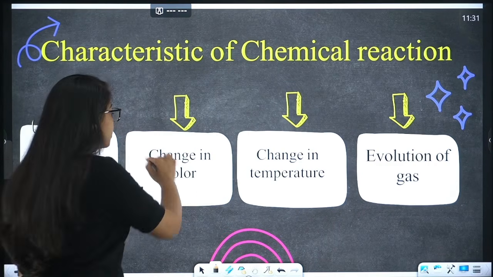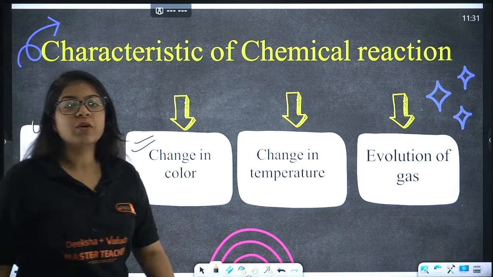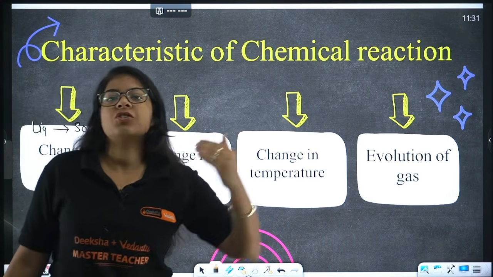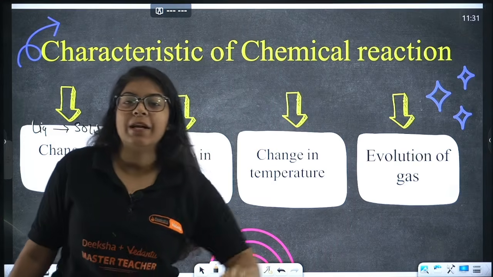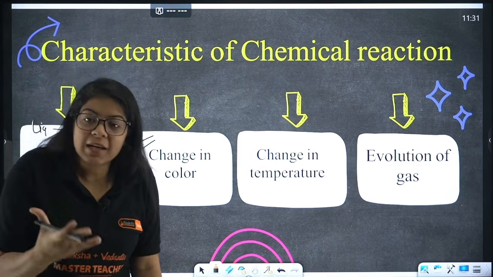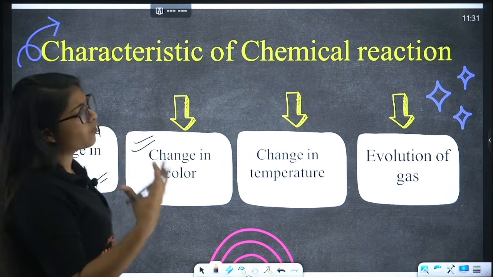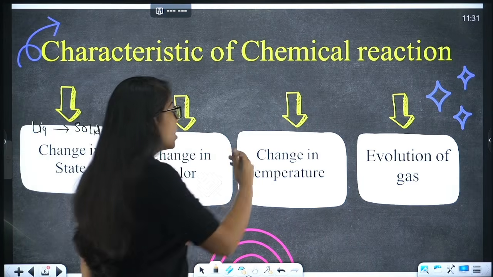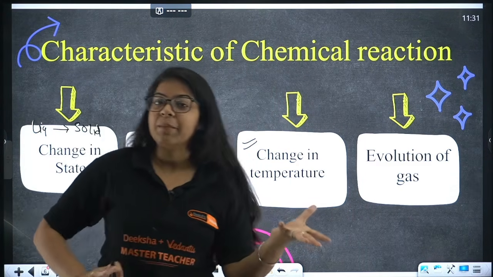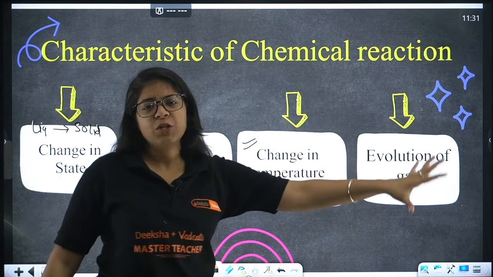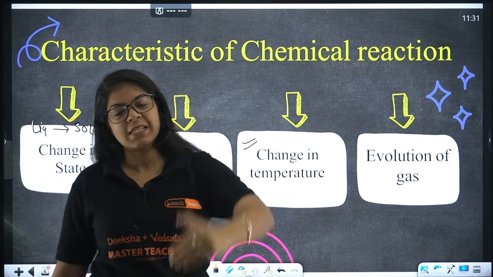Next beta, change in color. When you keep boiling the tea, it gets darkened, then a lot darkened, then it gets maybe black. If you keep boiling it, what is happening? Change in color is happening, right? And of course we are giving it heat, so change in temperature is happening, right? And some water vapors are coming out of it. That we cannot see, evolution of gas. We'll see evolution of gas a little later.